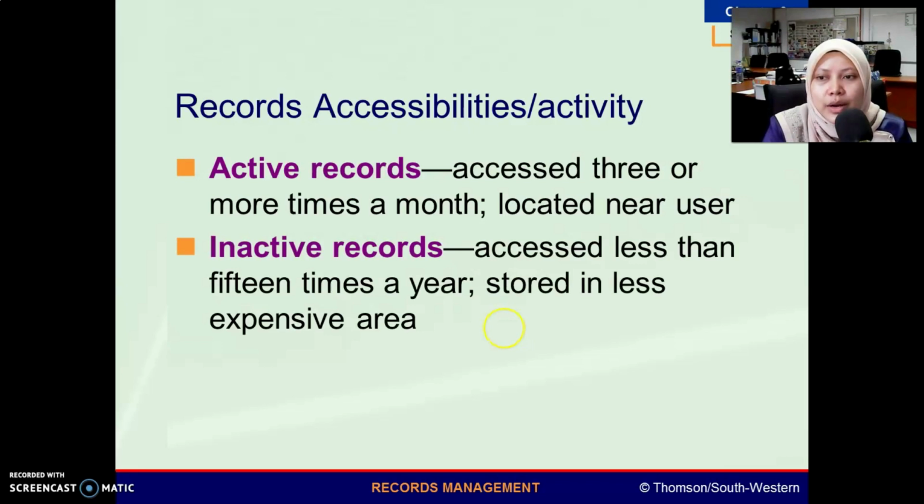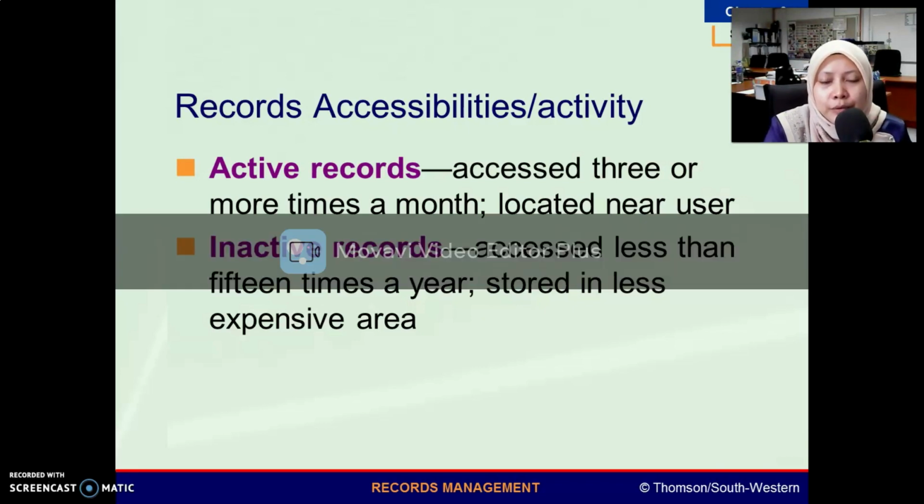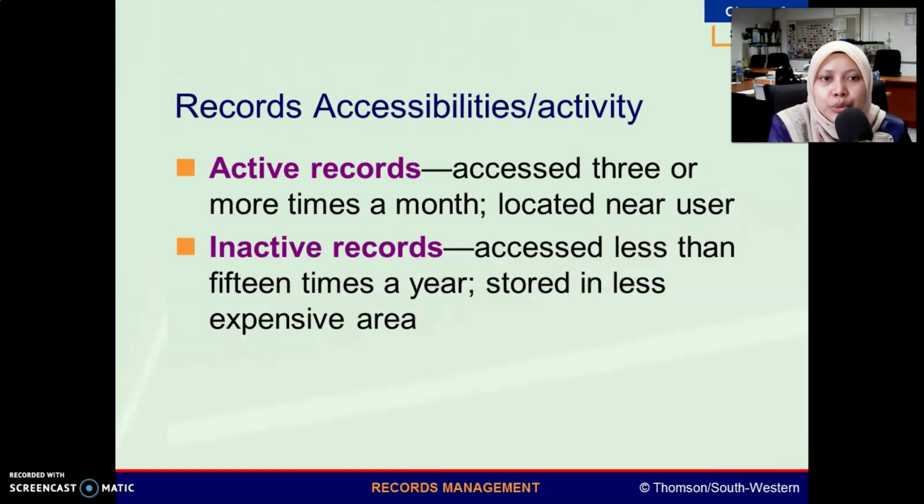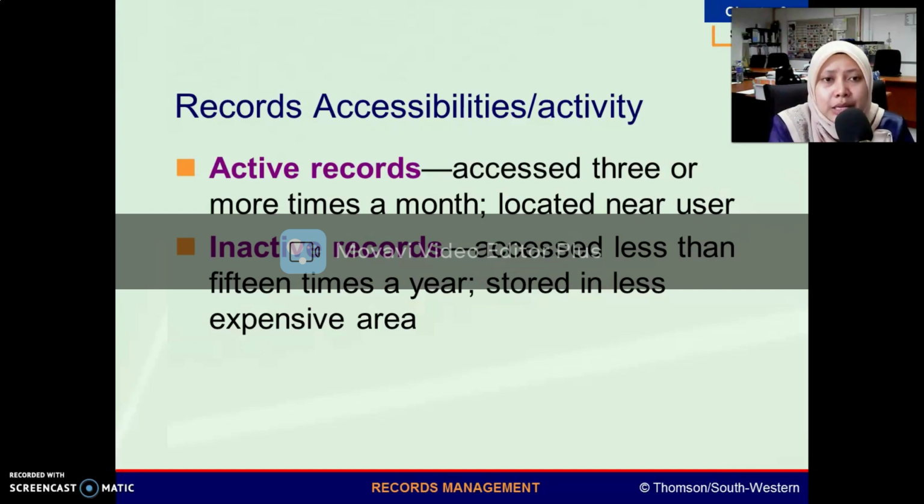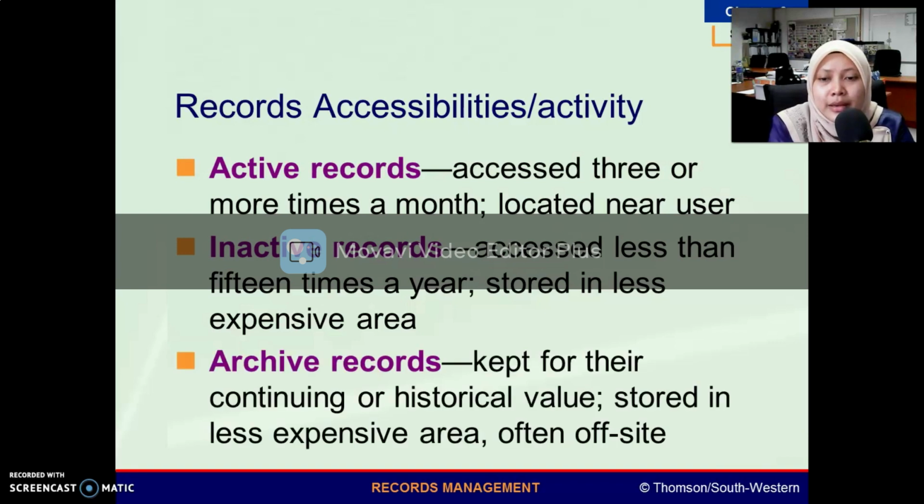Okay, and the second one is inactive records, which you are going to access less than 15 times a year. Okay, less than 15 times a year. Because of that, you are not accessing the record every time, so you will store the record in a less expensive area. Usually we will put it in the storeroom, or we call it a record center in our terms.